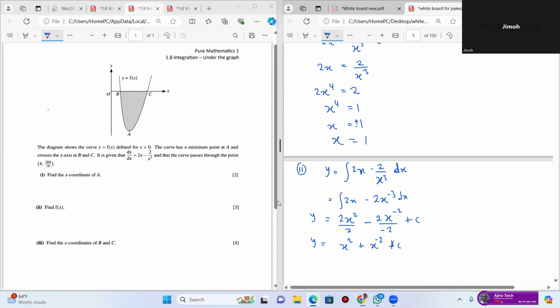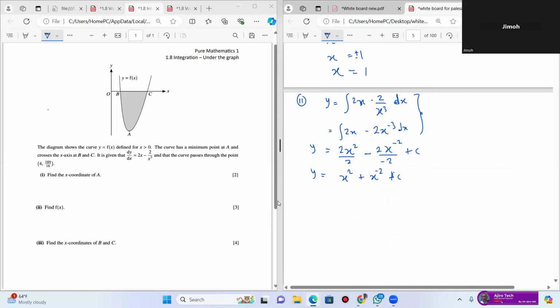I believe the time for the solution is factored into the time allocated for the exam, but the time is never enough. There are some steps that you can still omit. If you can write this step, 2x squared over 2 minus 2, you can omit these ones, but not more than these ones. Then plus c.